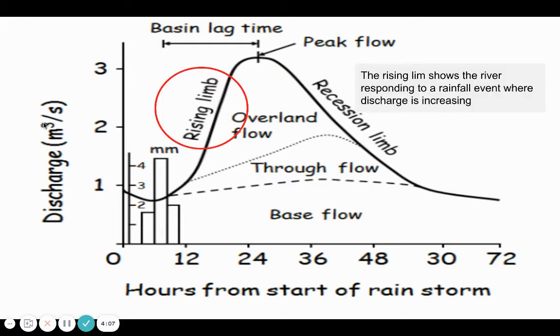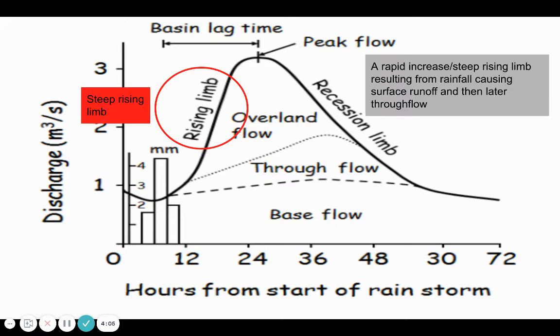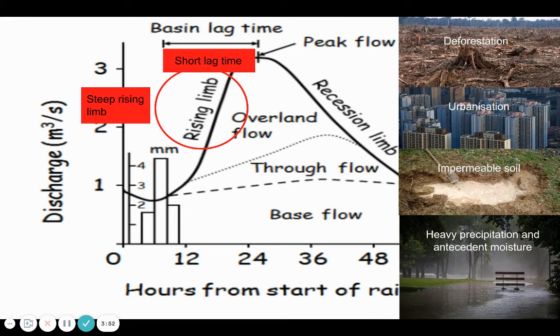So it shows the river responding to a rainfall event. If I've got a steep rising limb, then that could be from heavy rainfall, I might have surface runoff, and then later I might have through flow. This will be determined by a number of factors. Deforestation could reduce interception. It might mean that we have the soil, depending on what type of soil it is, filling up a lot quicker, so more surface runoff and a shorter lag time.